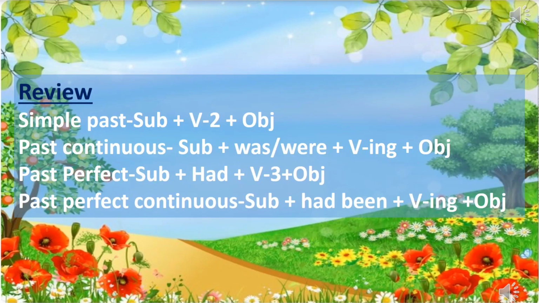Now let us conclude what we have seen so far. The formulas for all the 4 tenses. For simple past, we use subject plus the second form of the verb plus object, whereas for past continuous, we use was or were plus the ing form of the verb, and for past perfect, we use had plus the third form of the verb, and for past perfect continuous, we have to use subject plus had been plus the ing form of the verb.